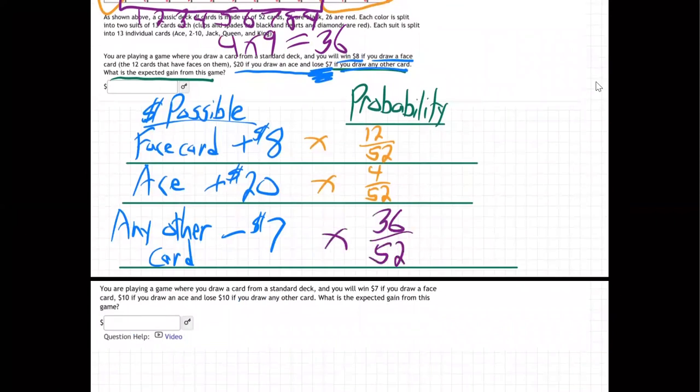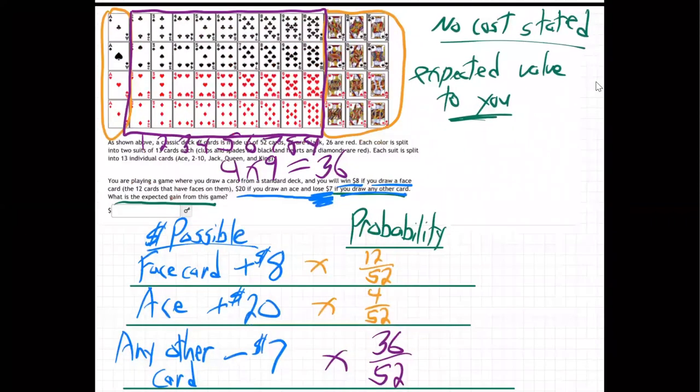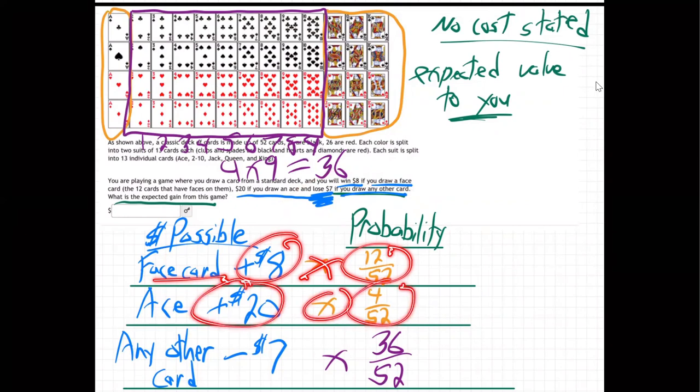And we're going to need to multiply that. Makes sense how I'm coming up with that? So I took each money amount mentioned, right? You can win $8 if you get a face card times the probability of that, 12 out of 52, because 12 out of 52 cards are face cards. You win $20 if you get an ace times the probability of that, 4 out of 52. If you get any other card, you lose $7. That's -7 times the probability of getting any other card.